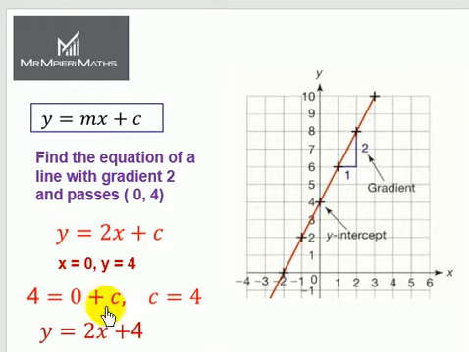Remember, you don't have to work through this equation. If you are given that it passes through the point 0, 4, that number 4 is the value of c, because x has to be 0 for that to happen. So the gradient is given, 2x, and c is given, 4, so it becomes y equals 2x plus 4. Done.